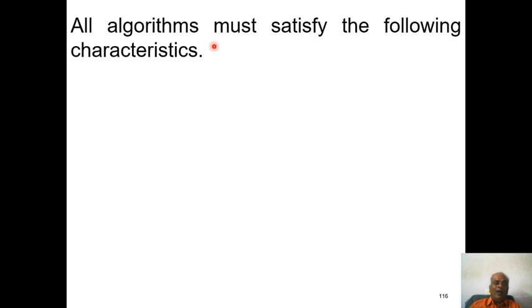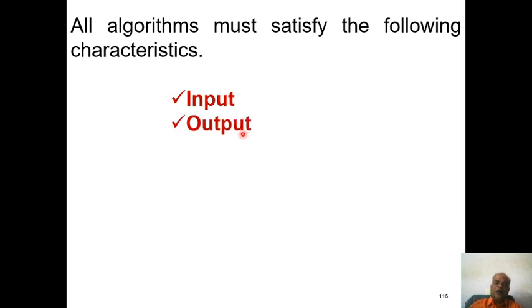All algorithms must satisfy the following characteristics. First one is input. The values submitted for processing the instructions are known as input values. Always, these inputs are externally supplied by the user.